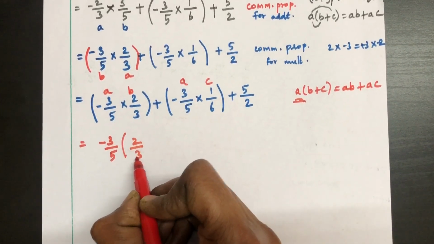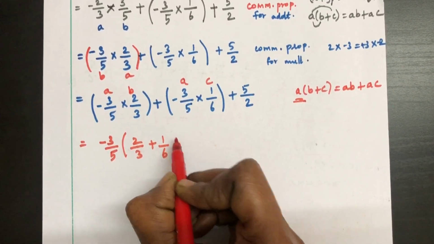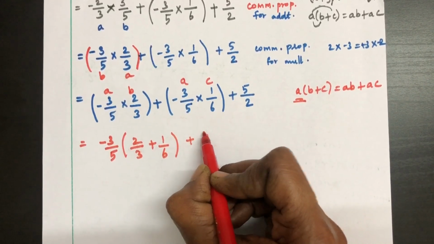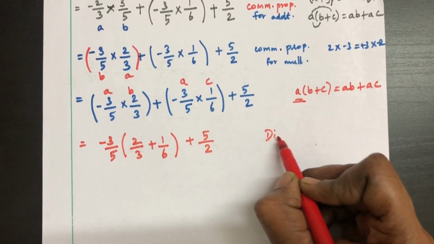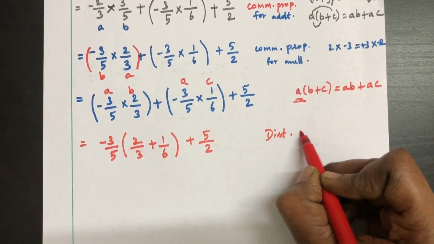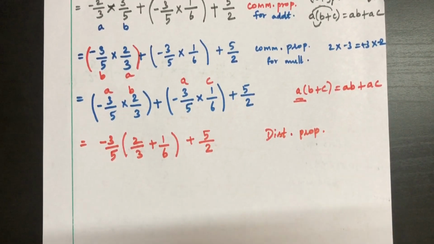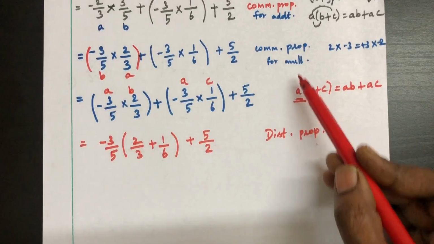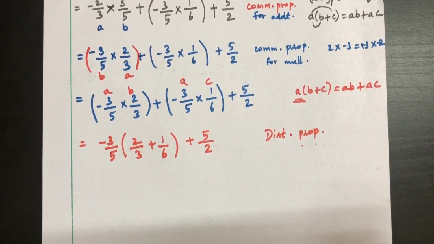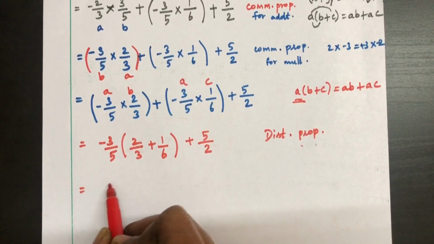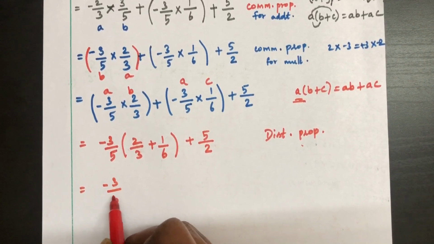2 by 3 plus 1 by 6 plus 5 by 2. That's all over. This is the distributive property of multiplication over addition. So you need to mention what are all the properties we have used so far, then only the teacher will give marks. Now minus 3 by 5.